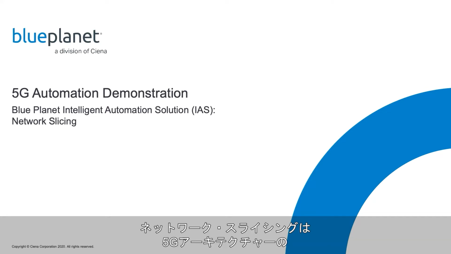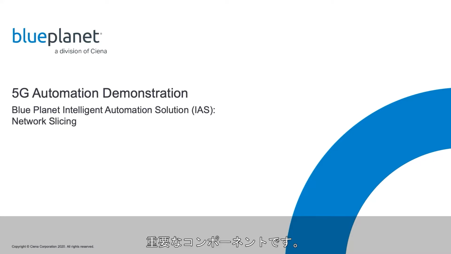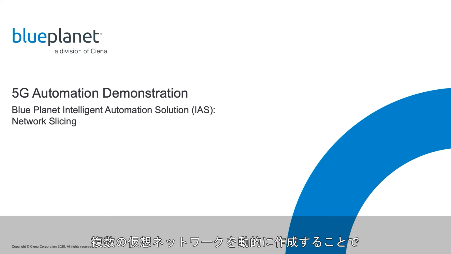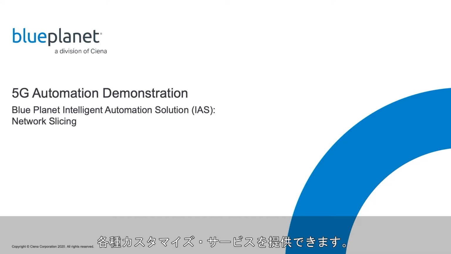Network slicing is a critical component of the 5G architecture. Using network slicing, mobile network operators can dynamically create multiple unique virtual networks to deliver different types of services that are customized to meet the needs of different types of end users.